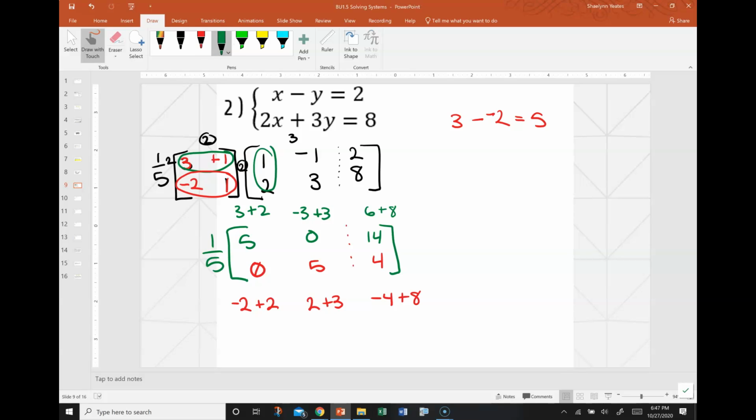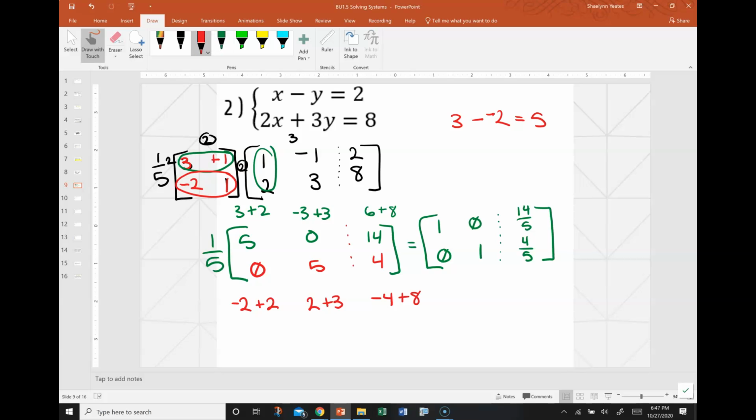Now, we need to multiply our 1/5 all the way through. So we do 1/5 times 5. And we get 1. 1/5 times 0, we get 0. 1/5 times 0, we get 0. 1/5 times 5, and we get 1. Remember, these numbers are after the equal sign. 1/5 times 14 is just 14/5. I know it's not a pretty number, it's okay. Then 1/5 times 4 is just 4/5.